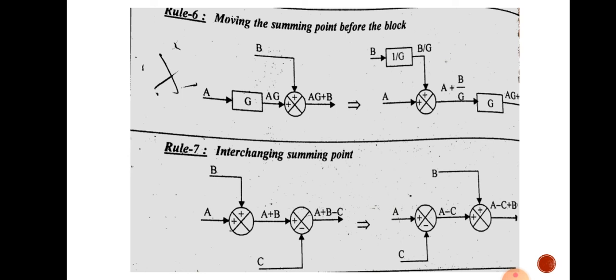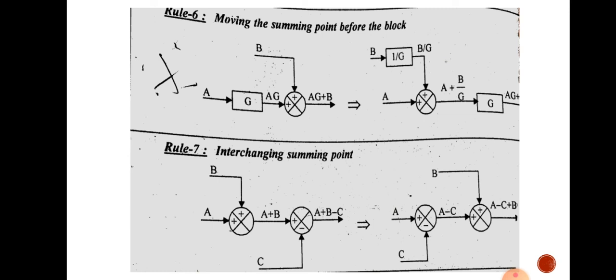So A is given to that summing point, and B is given to a block with gain 1 by G. So from B we will get B by G, and the output of the summer will be A plus B by G, and then it is given to gain block G, so that the result will be AG plus B. Okay, so when we are moving the summing point before the block, we have to incorporate a 1 by G block in one of the branches, a 1 by G block after the input B.